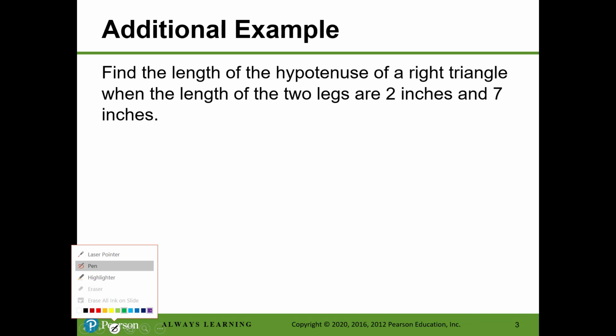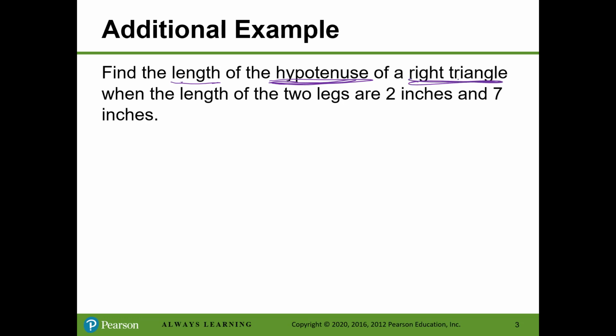Okay, so let's go back. Now that we read it through once to get an idea of what's going on, let's go back. Find the length of the hypotenuse of a right triangle. Again, I am dealing with a right triangle. And they specifically said hypotenuse, which means that's that C value. That's that side across from the 90-degree angle. Which means I know I am dealing with Pythagorean theorem, so I am going to write the theorem down. It's always a good idea to write it down.